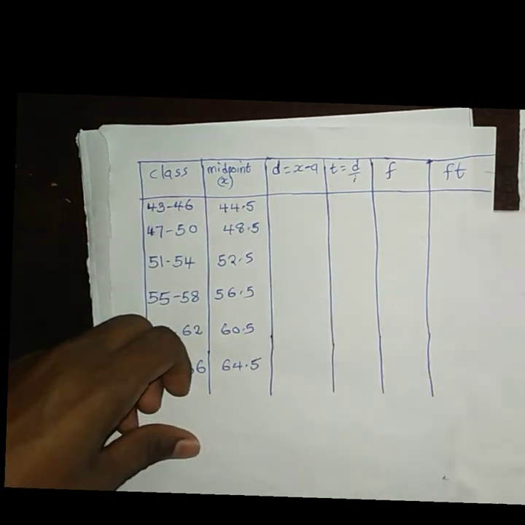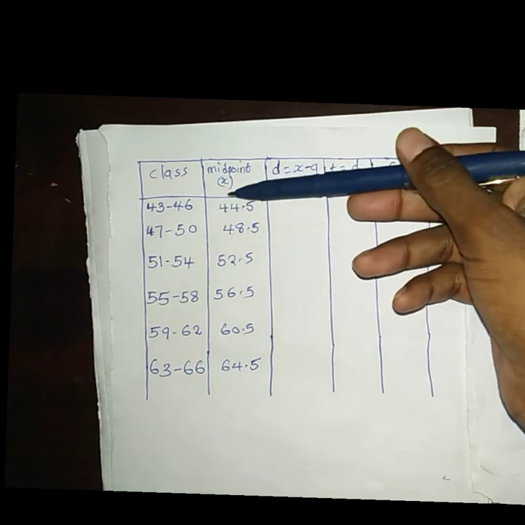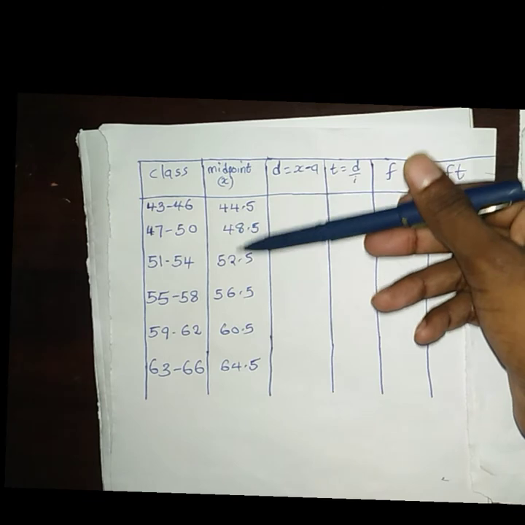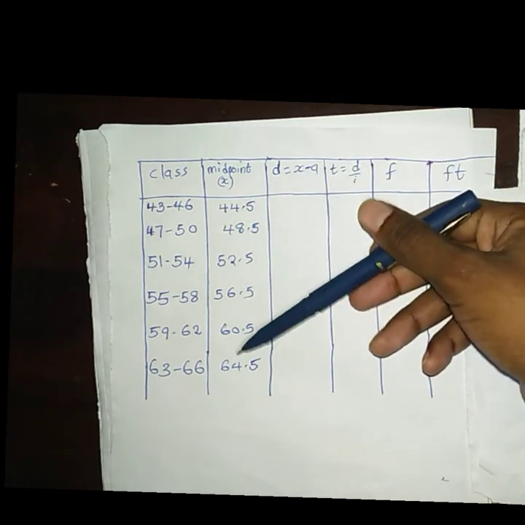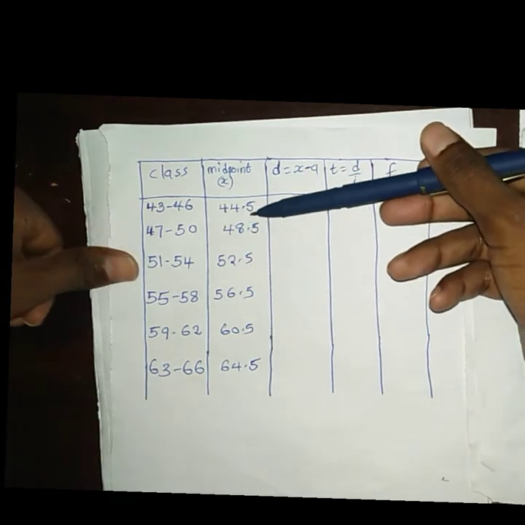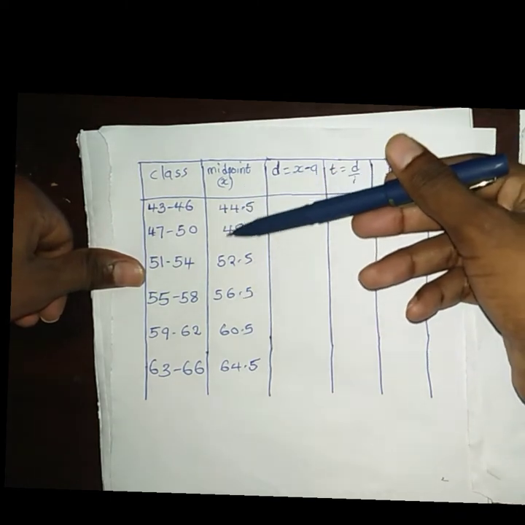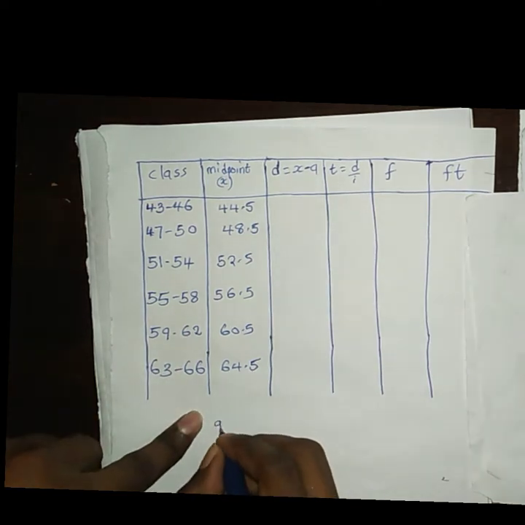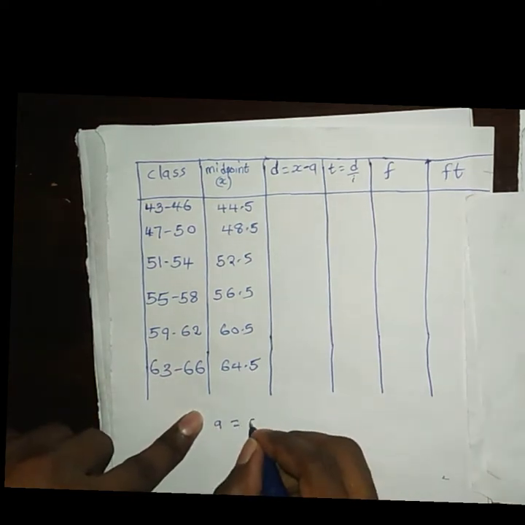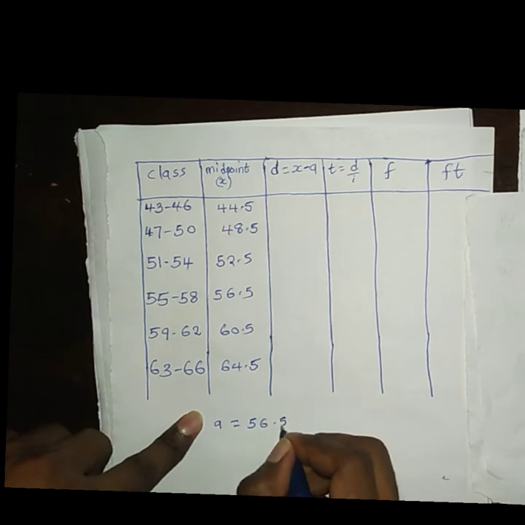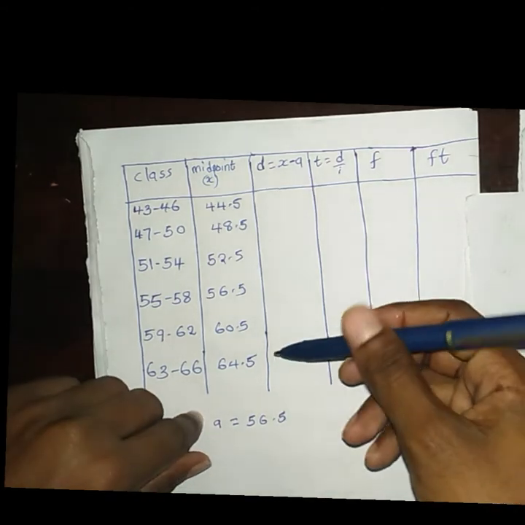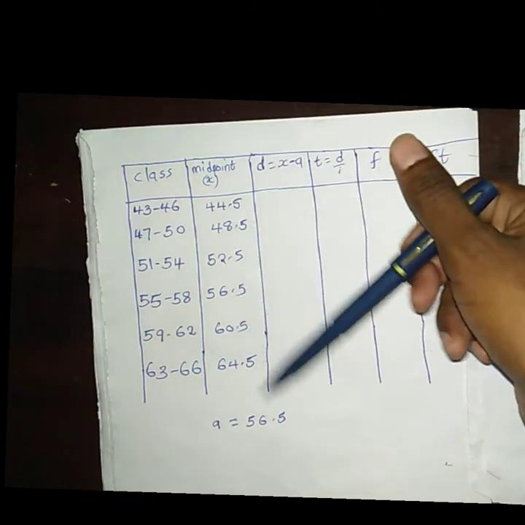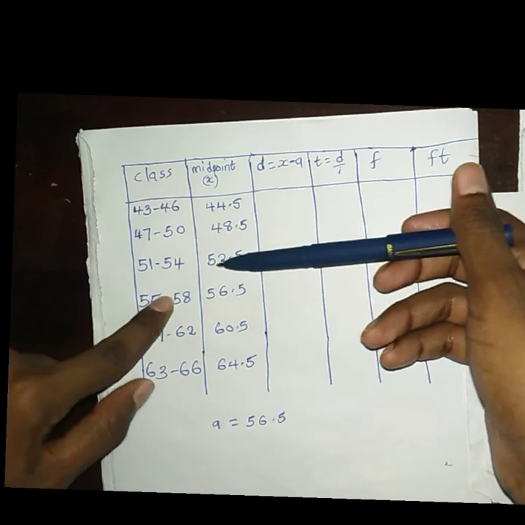We have said in the previous video that you can take the value of the assumed mean from the midpoint values. You can take any value from this column. So let's say our assumed mean a is equal to, you can take any number, 56.5. In the previous video, when we were solving the mean using the assumed mean method, we took 52.5.